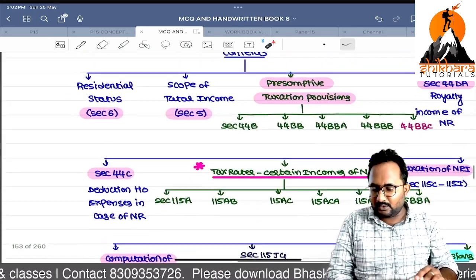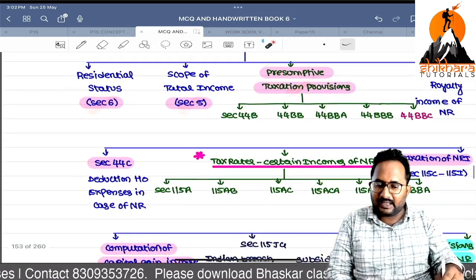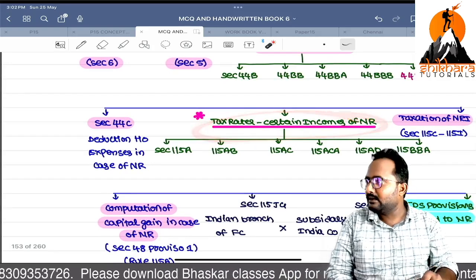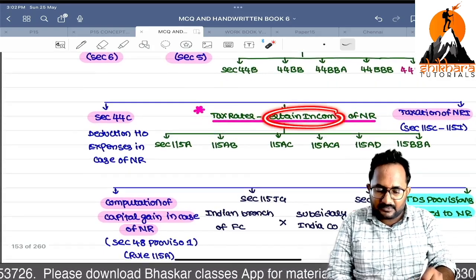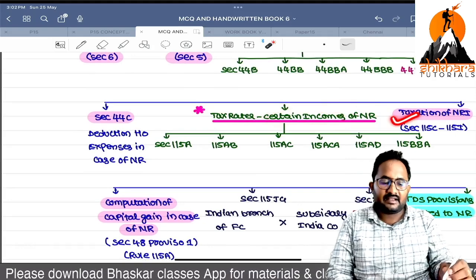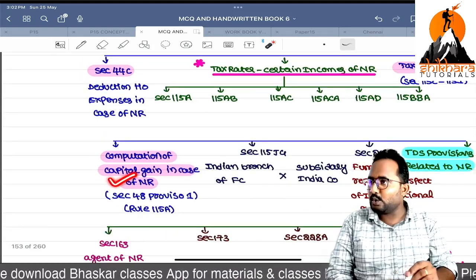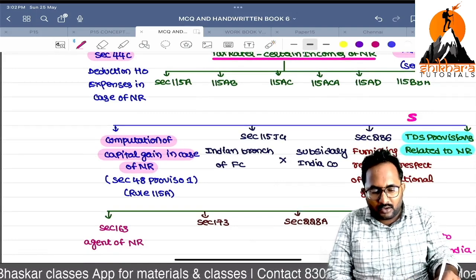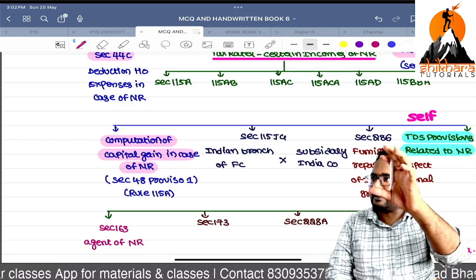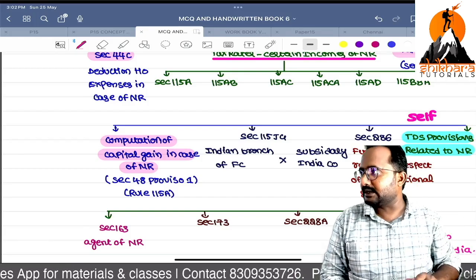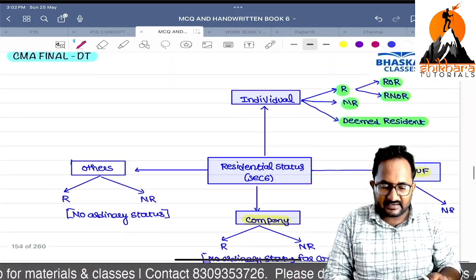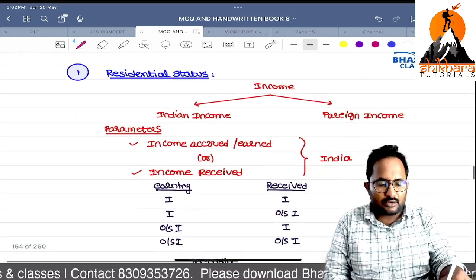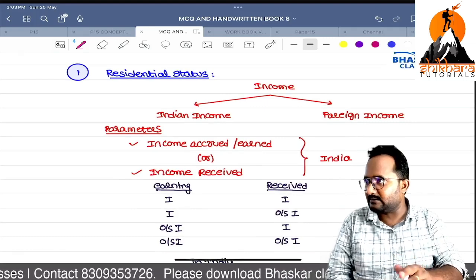So that's why I will try to cover section 6 and 5, presumptive taxation, 44DA and 44C, and tax rates for certain incomes related to non-resident also. Next, taxation of NRI and how to calculate capital gain in case of non-resident, and you can try TDS rates on your own. But in the handwritten notes, I provided the summary. In your free time, you can refer to that also. Straight away, I want to start the discussion with residential status. Within a few minutes, I want to end this topic because you know it already.